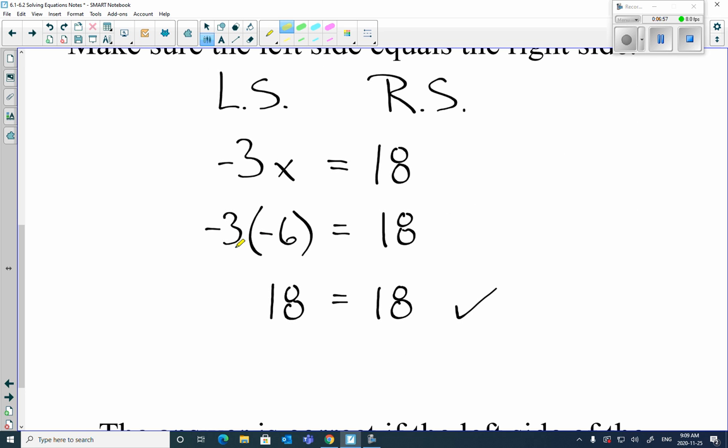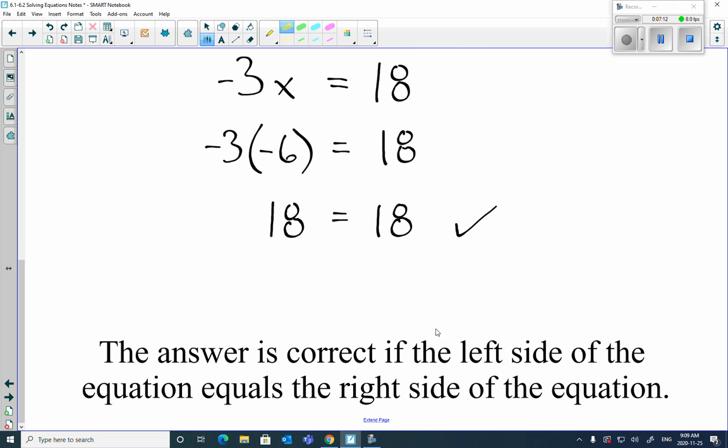So negative 3 times negative 6 is the left-hand side. 18 is the right-hand side. So negative times a negative is a positive. Oh, yeah, I got to remember those rules that we had. So we have 18 equals 18. So left side equals right side. We know we did it correctly. Yeah, there's a big old check mark, right? The answer is correct because left side equals right side.